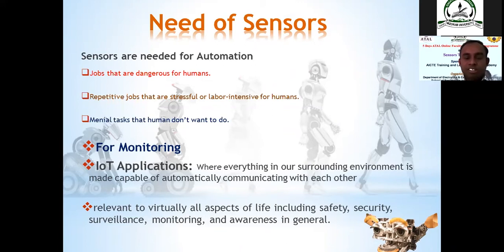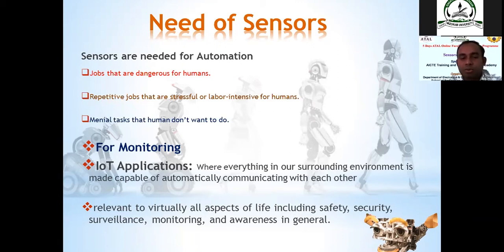If I talk about automation, maybe in a factory or industry, people want to decrease human involvement. There are jobs that are dangerous for humans, where automation is very much required. If it is stressful or laborious work, some automation is also required. Or if it is tedious work, the same work you have to do repeatedly, then for those types of applications also we do automation. So for automation we always require some sensor. Monitoring may be of any activity, health monitoring or other activity monitoring, for industry or health purposes. That type of monitoring also requires some sensor.